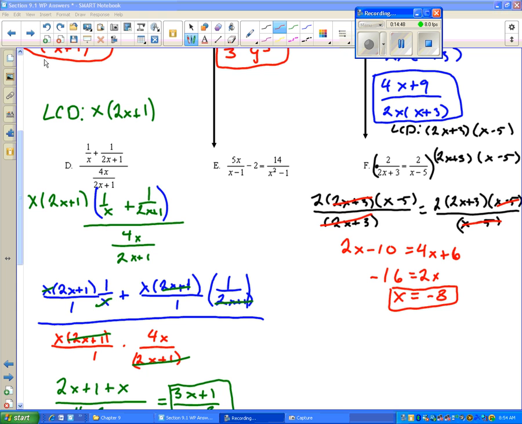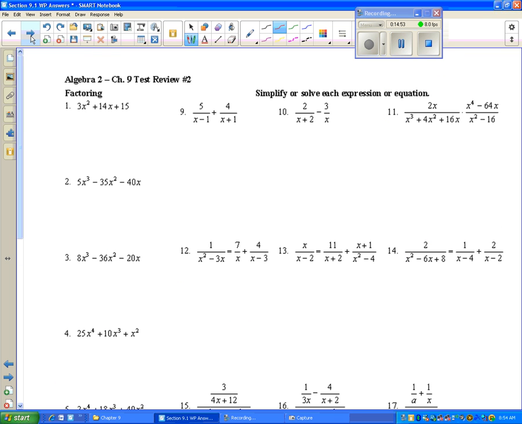So that's course pack page 907. Let's go ahead to page 908. On 908, the first 8 problems are factoring problems.